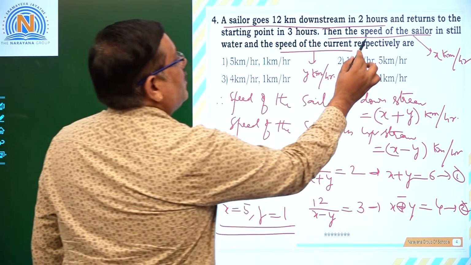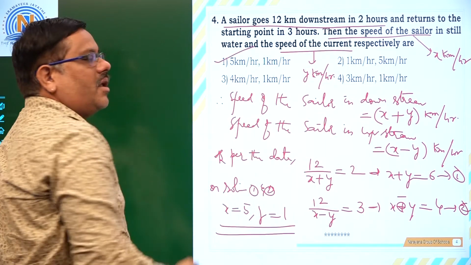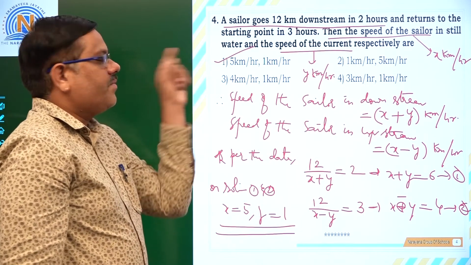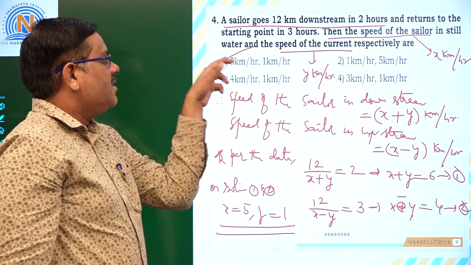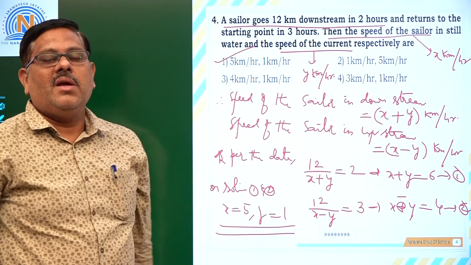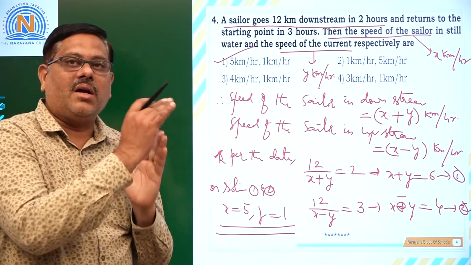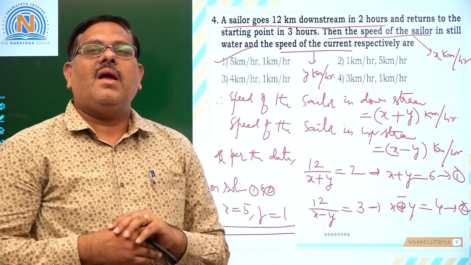Okay, now what is he asking? Speed of the sailor in still water and speed of the current respectively. So here also order is important. Speed of the sailor is 5. Speed of the current is 1. So order is very important. 5, 1. This is the right answer. Of course 1 and 5 is also given here, but we have to opt for the first option, because respectively stands for the order. In what order the question is asked, in the same order you have to give the answer.